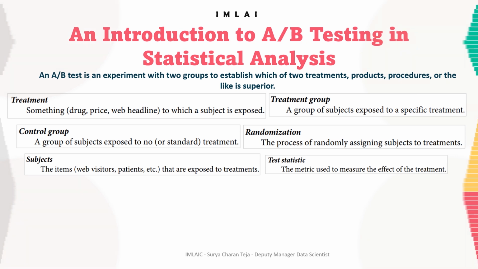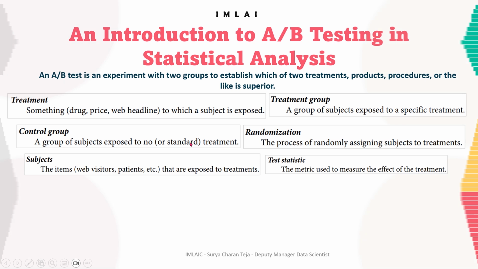It could be the number of visitors or the number of patients. If it is the mean of the number of visitors of a sample, this is a test statistic. Let me repeat it one more time. Treatment is a drug, a price, or a web headline to which a subject is exposed. Subjects are the items, web visitors or patients, that are exposed to treatments.